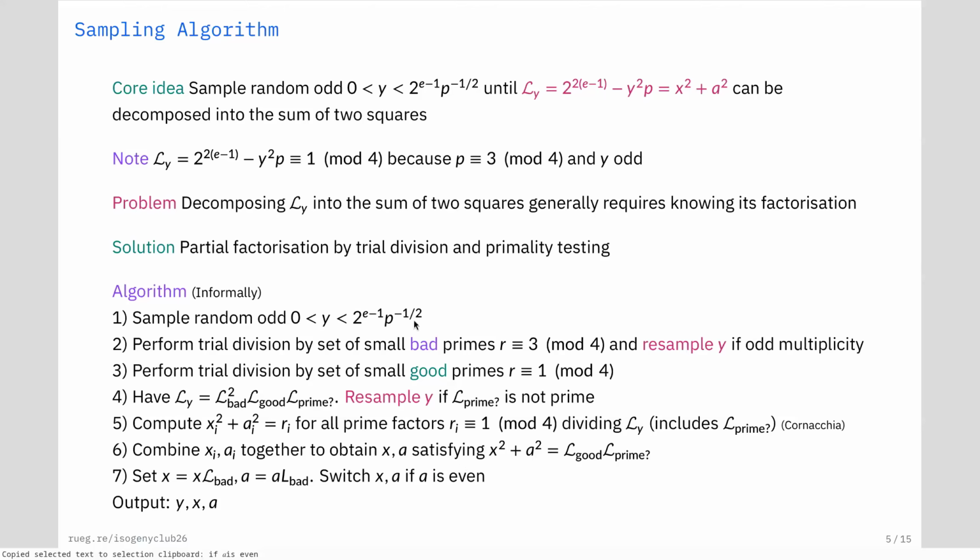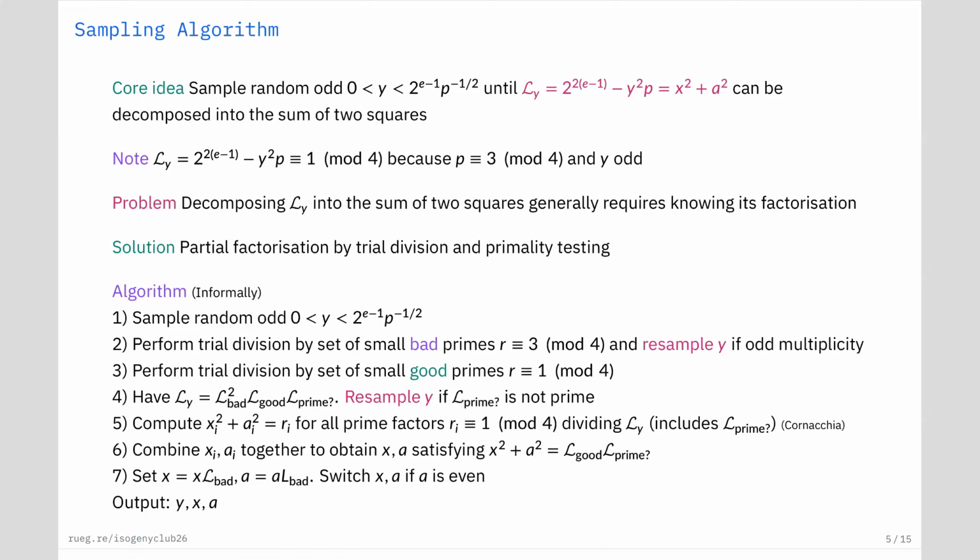And because this Ly quantity up here is 1 mod 4, we know that one of x and a must be odd. So we can just choose a to be the odd one. This is a priori an arbitrary choice, but we just enforce it this way.